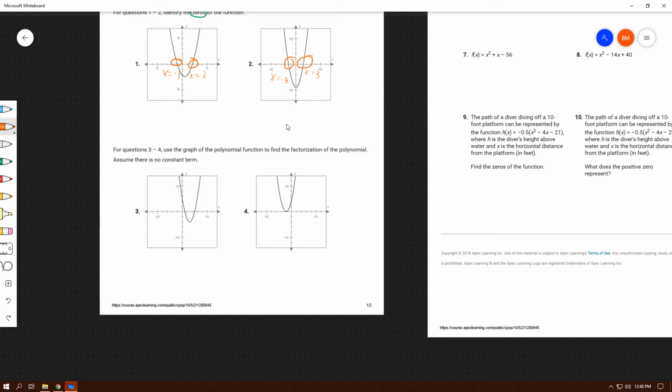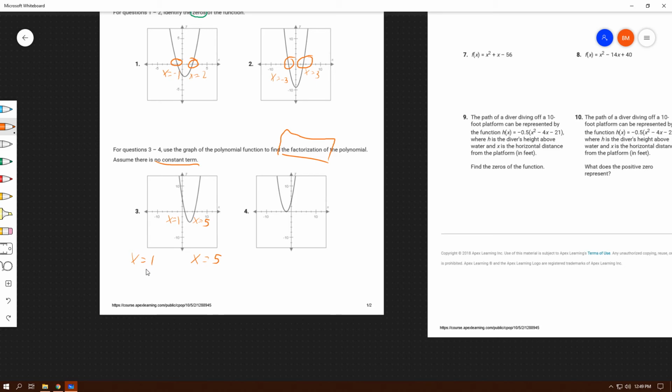All right. Now we want to find the factorization. Okay, and we're going to assume there's no constant term. Cool. So, to find the factorization, we're going to do it the same way we did the first step. We're going to identify the zeros. So we cross here at x equals positive 1, 2, 4, 6, so x equals positive 5. So what I have here is x equals 1 and x equals 5.